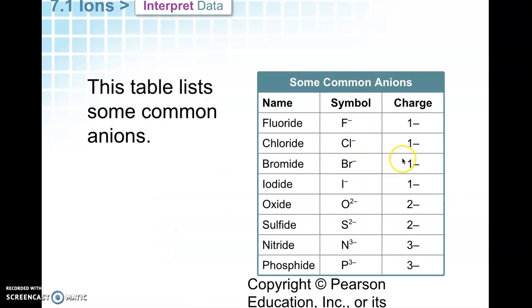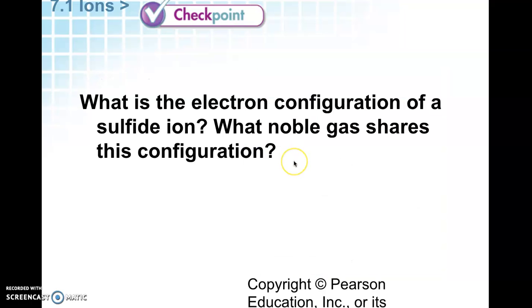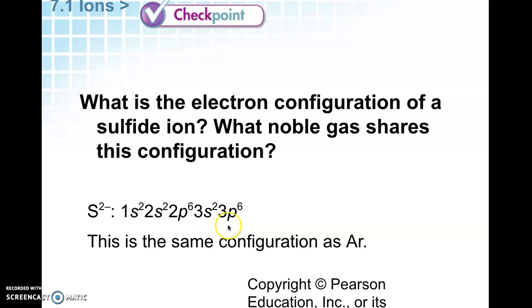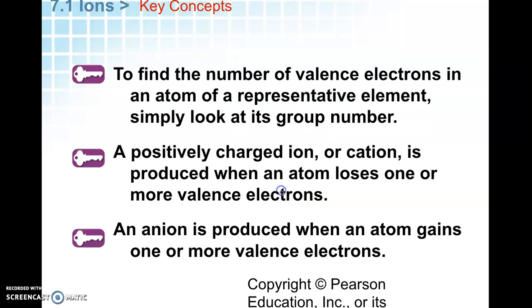Here are some common anions. You can get those from the periodic table by setting up the groups. Electron configuration for sulfide, and what noble gas shares this configuration. So sulfur electron configuration, the sulfide ion is this, which is just like argon, because sulfur is 3p4. It gains 2 electrons to be like argon.